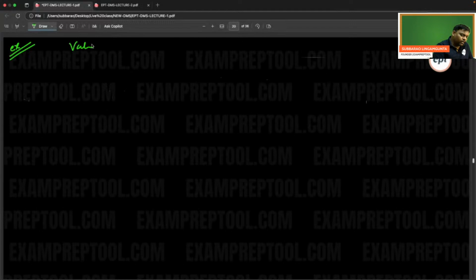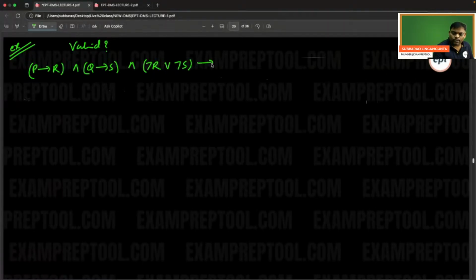Yeah, is this valid or not, we have to check. I am trying: (P ∧ Q) and (¬R ∨ ¬S) implies (¬P ∨ ¬Q). Yeah, this is the given problem.